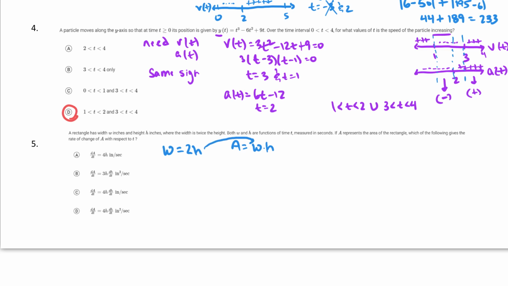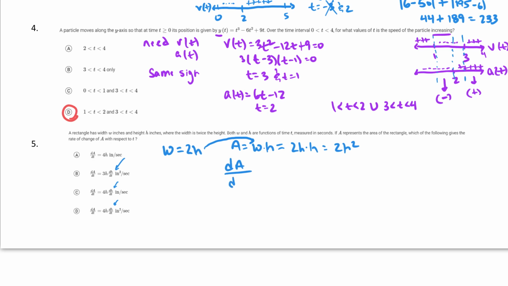so I want to keep the h. Looking here, all of these are in h's, so I want to keep the h and get rid of the w. You could have done it the other way around, but the answer choices are not that. So when I plug this in, I get 2h times h, which gives me 2h squared.